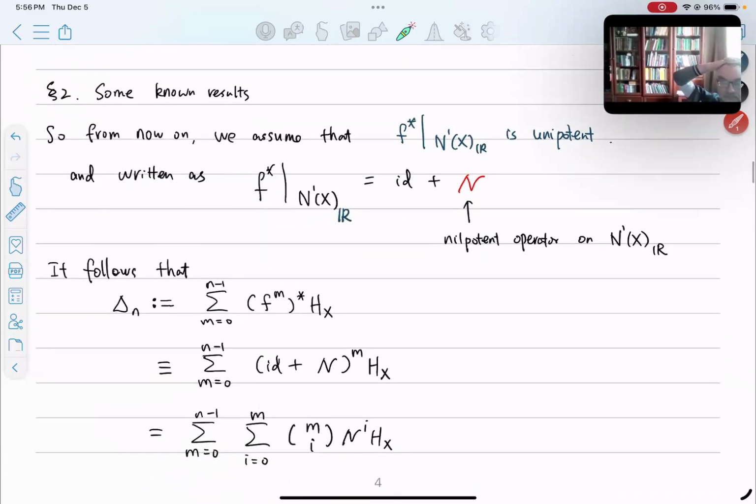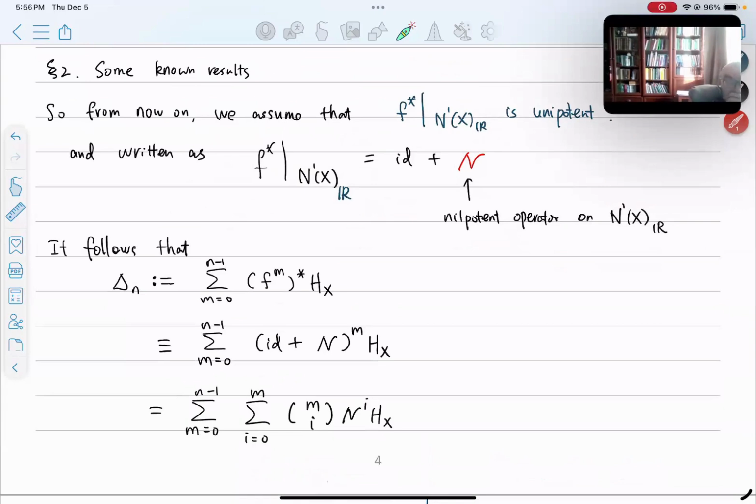So now we assume that the pullback of F on the Néron-Severi group is unipotent, because we can replace F by its iteration, so that it's not just quasi-unipotent, it becomes unipotent. In other words, you can write this operator as the identity plus some nilpotent operator. I use N to denote the nilpotent operator on the Néron-Severi group.